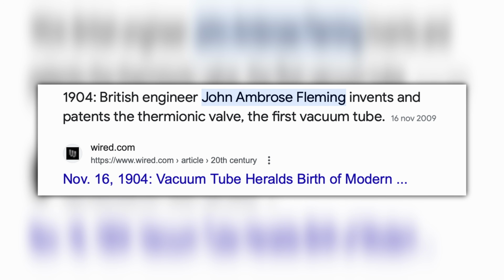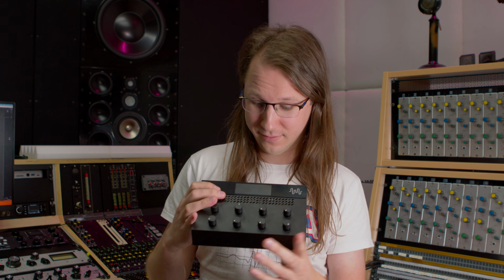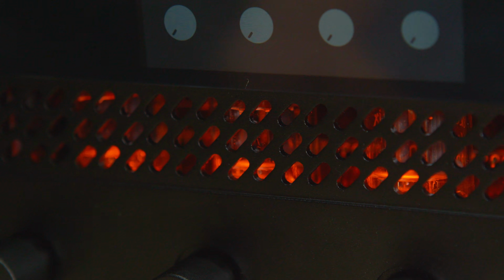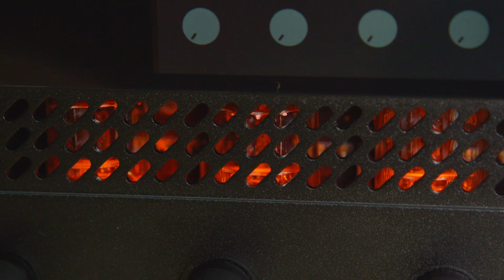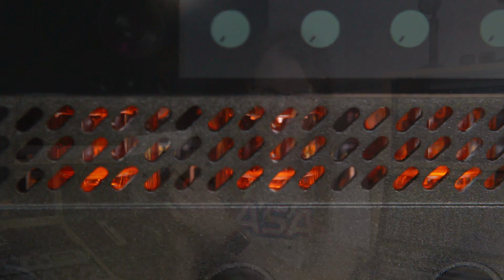I mean, it's a bit strange that people are still craving a technology that was invented more than a century ago. Freqtube created a modern and easy to use box around that tube technology. Because that is what the FT1 actually is. This thing houses two different sets of tubes, an AD and DA converter and a controller.